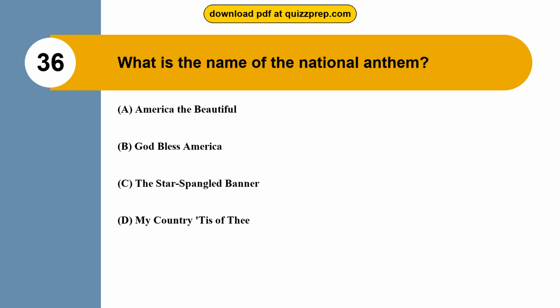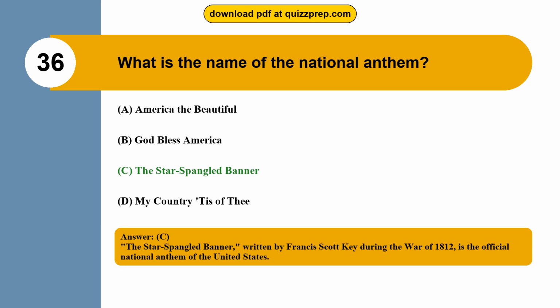Question 36. What is the name of the national anthem? Option A. America the Beautiful. Option B. God Bless America. Option C. The Star-Spangled Banner. Option D. My Country, 'Tis of Thee. The correct answer is option C. The Star-Spangled Banner. The Star-Spangled Banner, written by Francis Scott Key during the War of 1812, is the official national anthem of the United States.